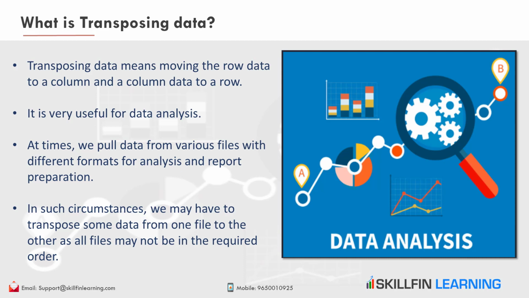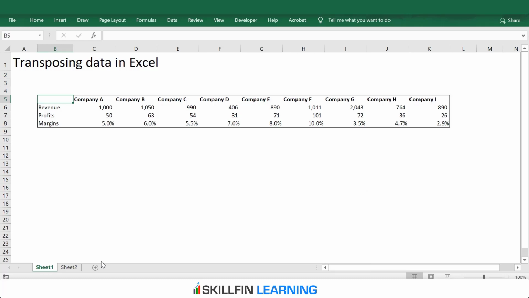In Excel, we can transpose the data in three different ways. Let us discuss each of the methods one by one. The first method is a static method where we will use the Excel Paste Special feature. So here we have a list of companies, their revenues, profits, and margins in a table. This table is organized horizontally and we want to convert this data into a vertical format.